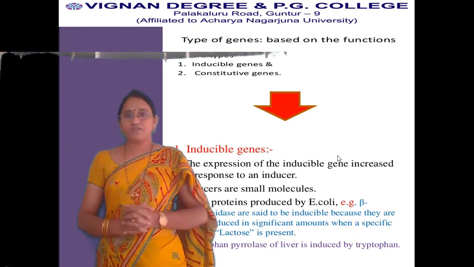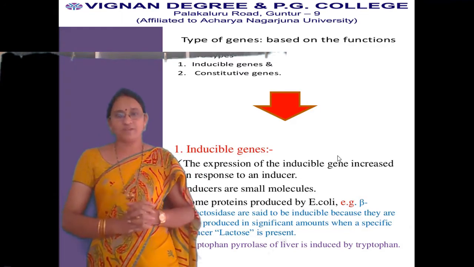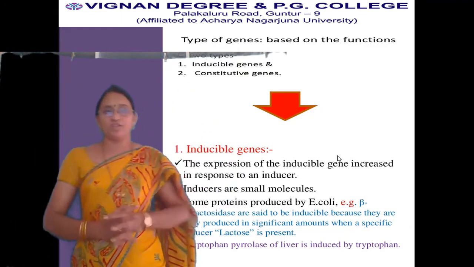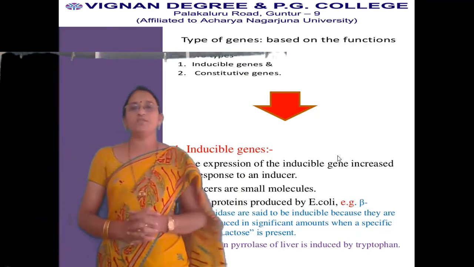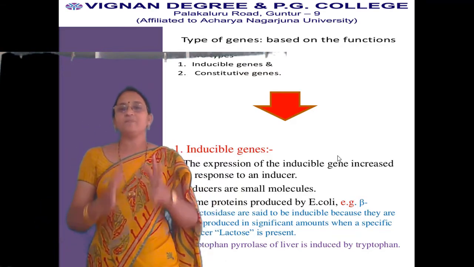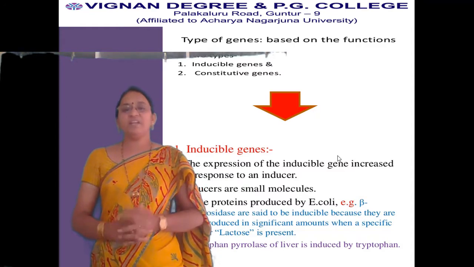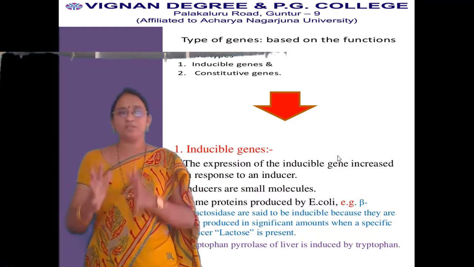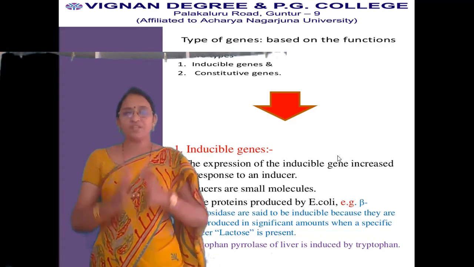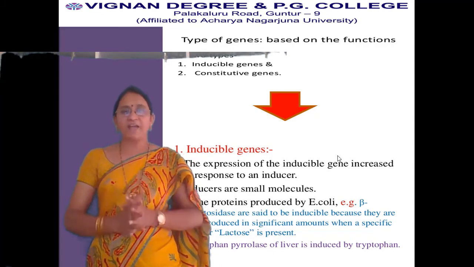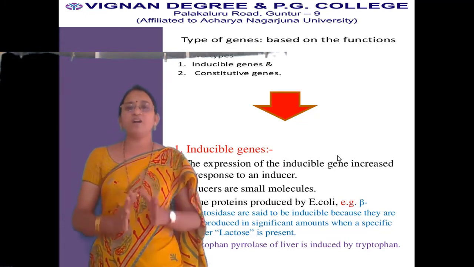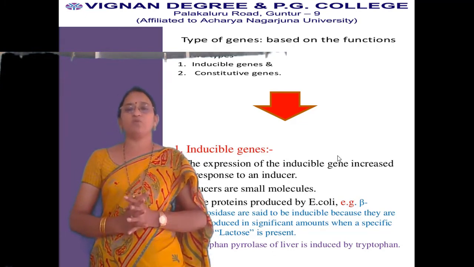Types of genes based on their functions. They are inducible genes and constitutive genes. What are the inducible genes? The expression of an inducible gene increases in response to an inducer. So inducible genes means the expression of the genes is enhanced in the presence of certain molecules. They are known as inducer molecules.